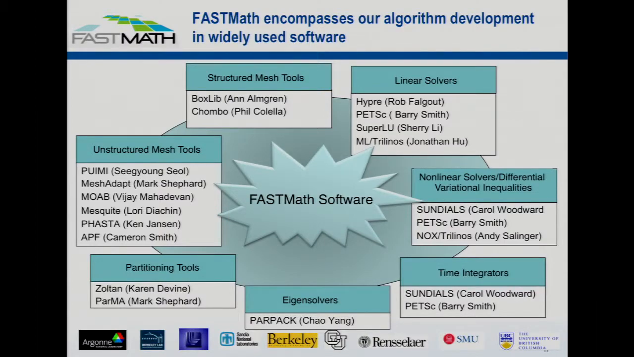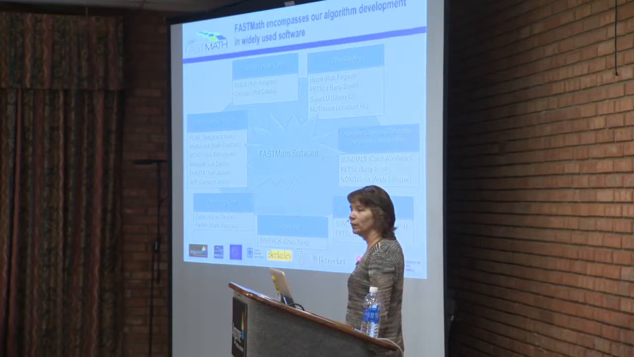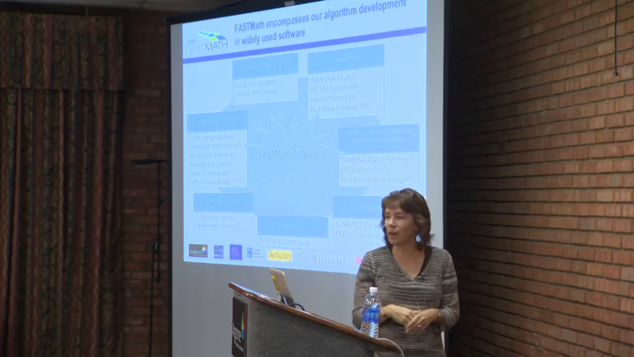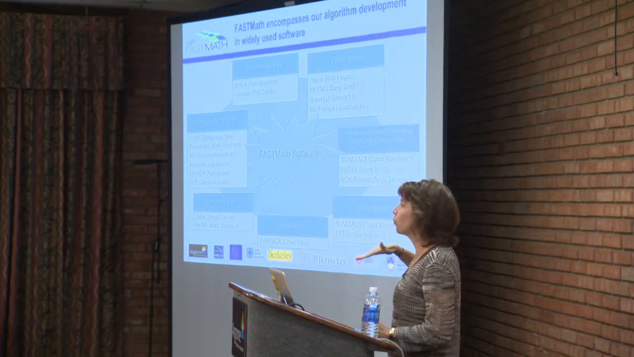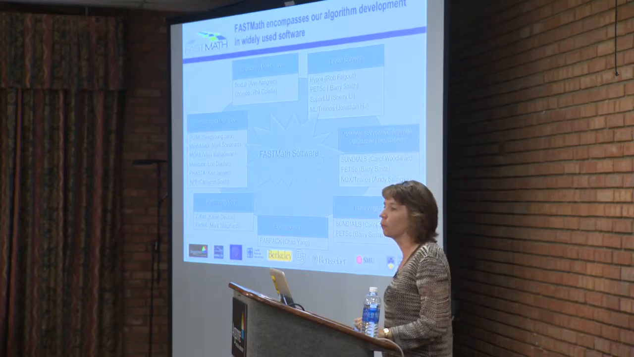So as I mentioned, a lot of our algorithm development is encapsulated in software that's widely used. So this is just the list of the FASTMath software and the various areas where it's applied: structured grid tools, unstructured mesh tools, and partitioning tools, the eigensolvers, time integrators, linear and nonlinear solvers. I'm not going to leave this up here much other than to say when you look at the presentation, there's a website on the last slide, and there's a software catalog from that website where you can find out more information about all of these different software packages.